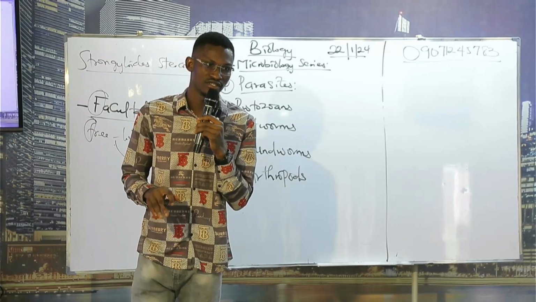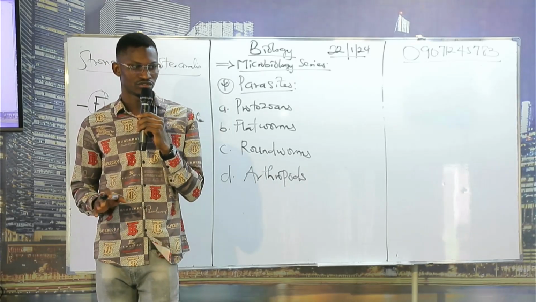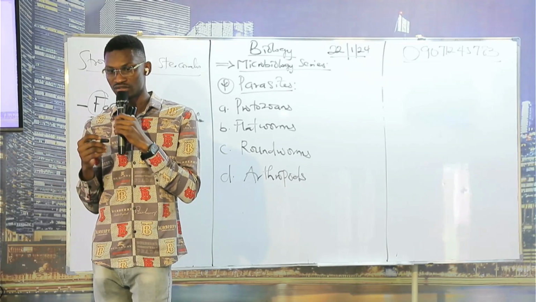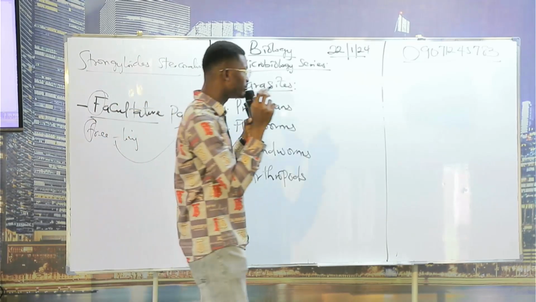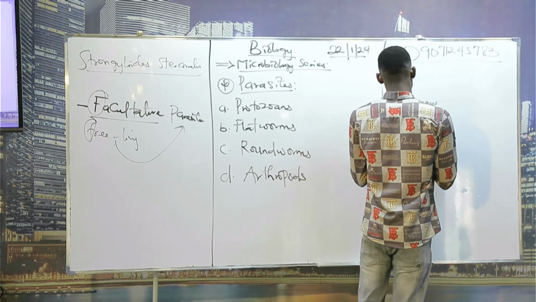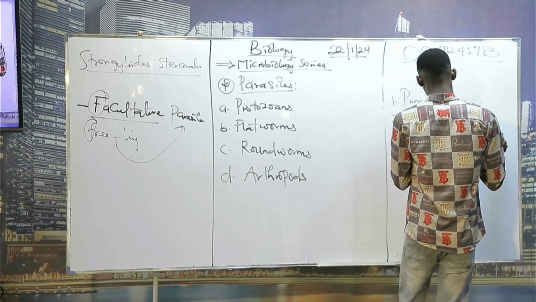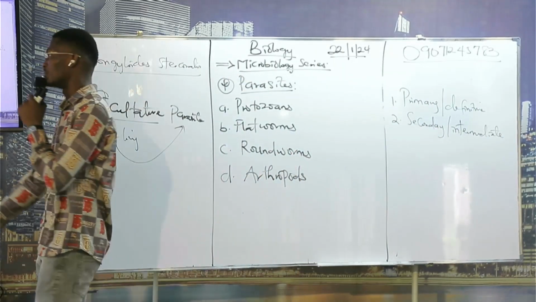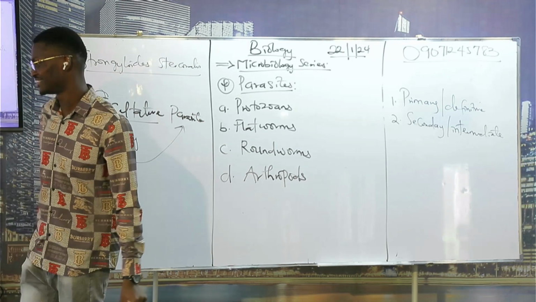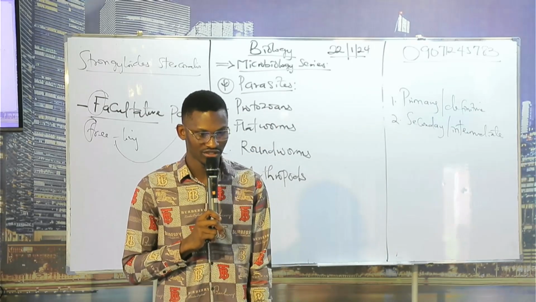Then the host. We said that the host is any organism that harbors or shelters a parasite. And we talked about types of hosts. We said that we have paratenic hosts, accidental hosts, natural hosts, reservoir hosts. I did mention the two most important we need in this class. We have the primary or definitive hosts, then we have the secondary or intermediate hosts.